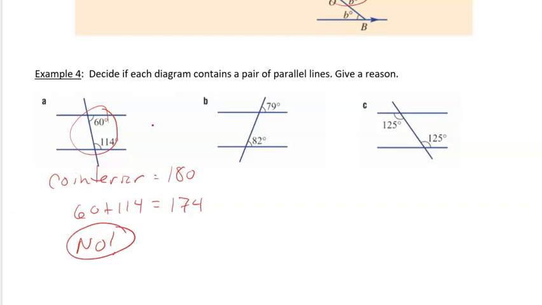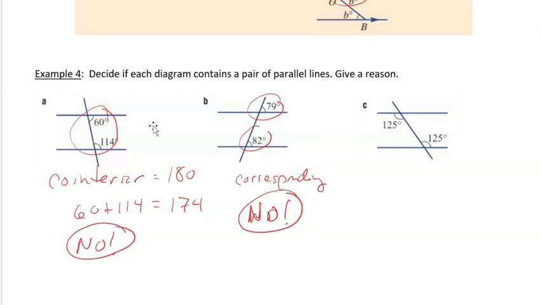Here, if we had these 79 and 82, they are on the same side of the transversal, and one within and one outside the parallel lines. And I'm going to say that these would be corresponding angles. And again, I'd say a big no to that. They are not parallel lines because they would be equal.